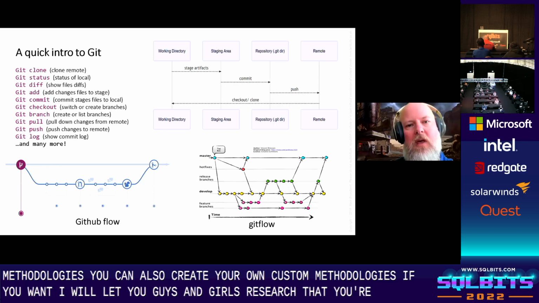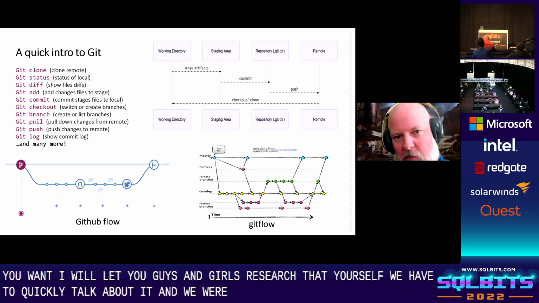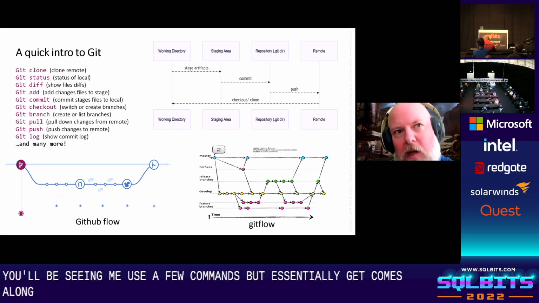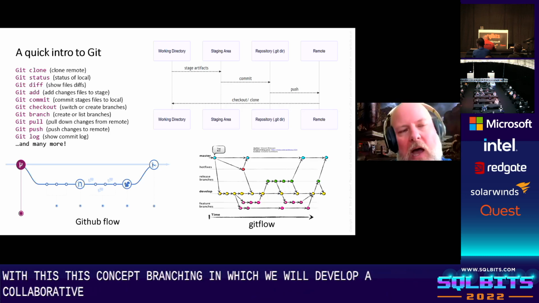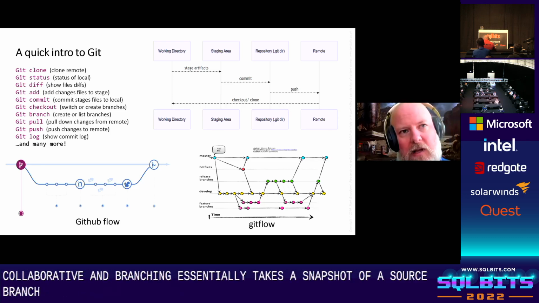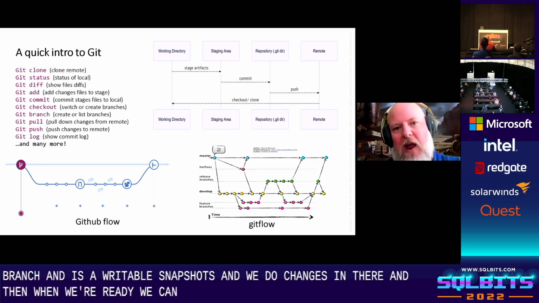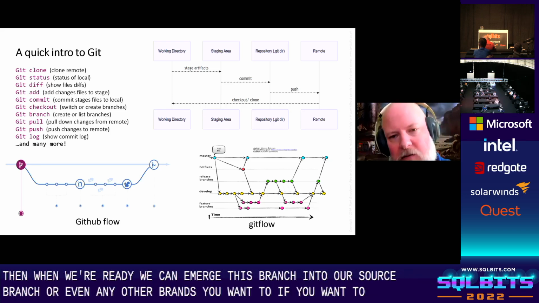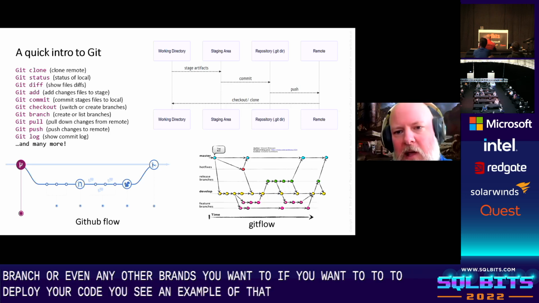We have to quickly talk about Git. And we won't go into too much detail, but you'll be seeing me use a few commands. Essentially, Git comes along with this concept known as branching, in which we will develop our collaborative code. And branching essentially takes a snapshot of a source branch, and it's a writable snapshot. So we do our changes in there. And then when we're ready, we can merge this branch into our source branch, or even any other branch you want to, if you want to deploy your code. You'll see an example of that in the demo though.